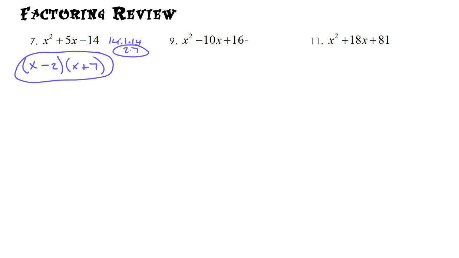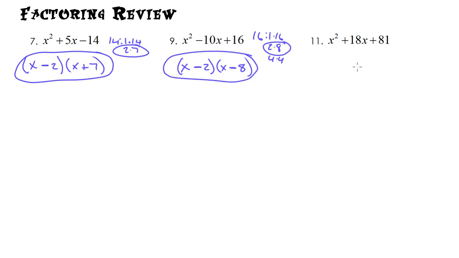Same idea here, factors of 16: 1 times 16, 2 times 8, 4 times 4. Which of these factors add up to 10? I'm not even going to worry about the negative, I'm just going to do add up to 10. 2 and 8 do. So our factors are x times x gives us our x squared, 2 and 8. This negative sign is going to go with the bigger of the two. And then a negative 8, and what gives us negative 10? Negative 2. Negative 2 and negative 8 is negative 10. Negative 2 times negative 8 is positive 16.